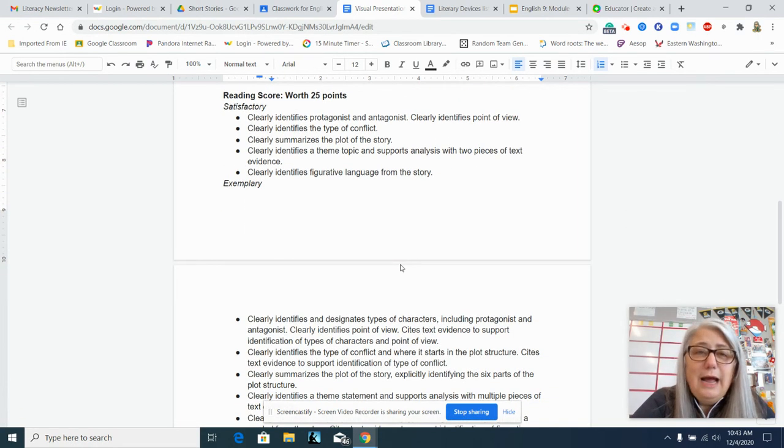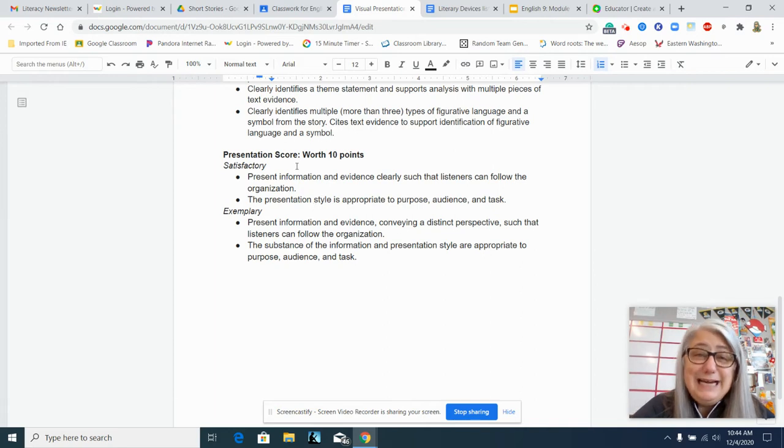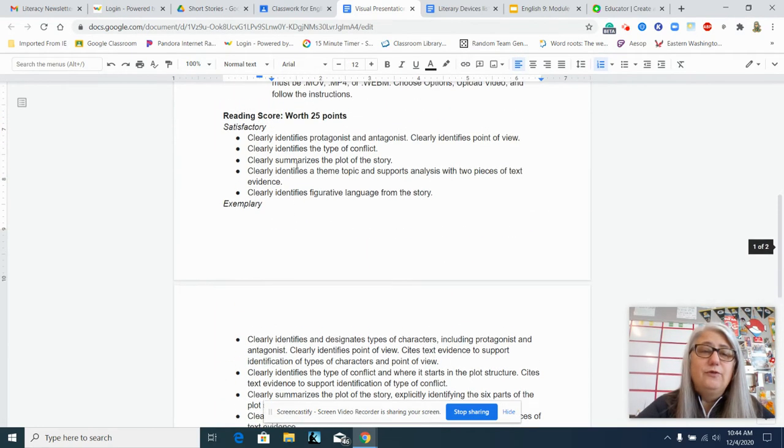All right, so how is this being scored? Well, you're getting 2 scores. You're getting a reading score to demonstrate your understanding of the story, or that you found a theme, that you can pull out quotes, that you can talk about the characters. So there's a reading score that's worth 25 points, and there is a presentation score, which is worth 10 points. So let's go over that.